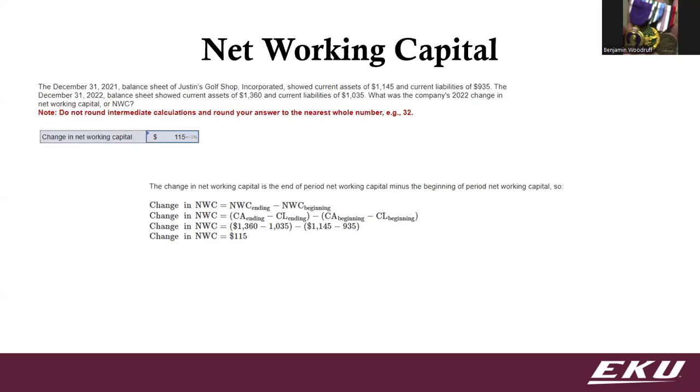Okay, and we'll wrap up with one more net working capital problem. We're told what our current assets and current liabilities are for two different years. And they're just asking, okay, how much did it change? That's right. So the change is just the ending value minus what I began with, right? And then I just calculate net working capital, both this current year and the year prior. And that's how I solve for that.